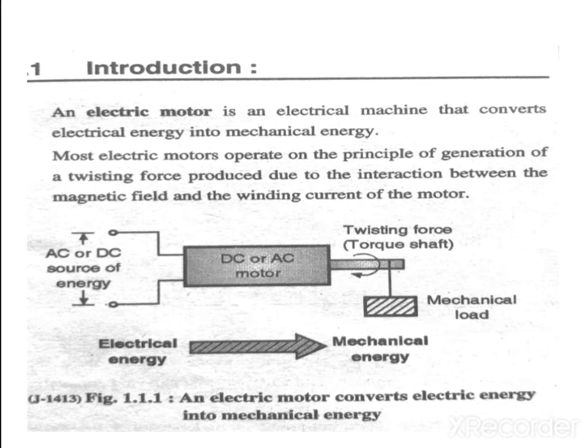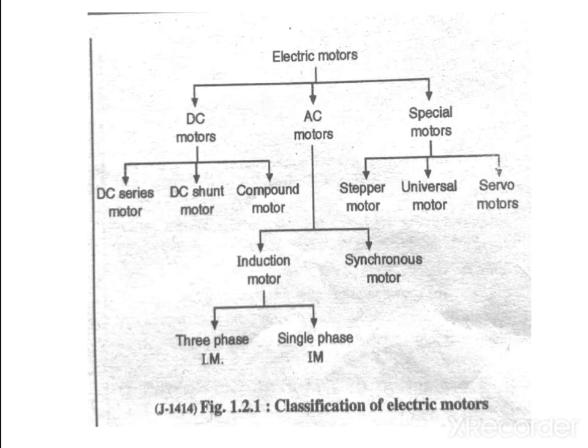While talking about the electrical generator, it converts mechanical energy to electrical energy by using synchronous generators. The electrical motors are mainly classified as AC motors, DC motors and special motors. DC motors are further classified as DC series motor, DC shunt motor and compound motors, and AC motors are further classified as induction motor and synchronous motor.